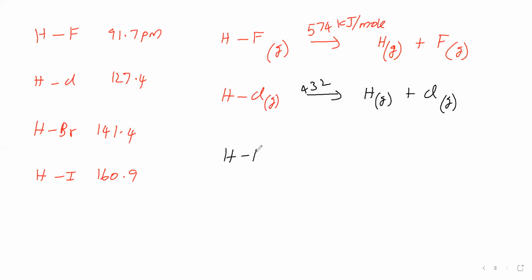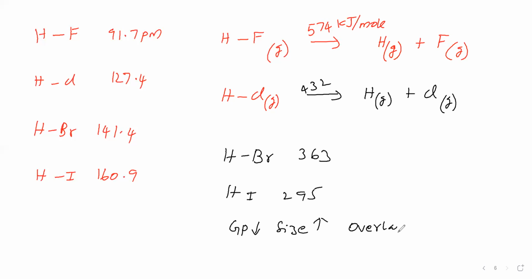Next we will see HBr. For HBr, bond dissociation energy is 363. For HI, bond dissociation energy is 295. So down the group, the size of the halogen increases, the extent of overlapping for the formation of bond decreases. So bond strength decreases, therefore bond dissociation energy decreases.